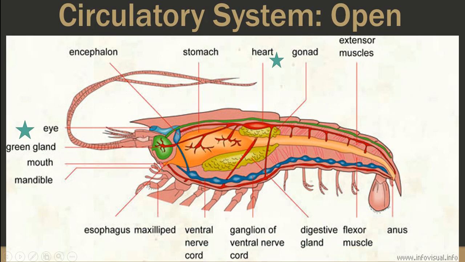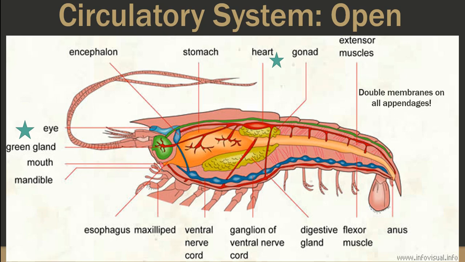And the eye, behind the eye and underneath, there's this thing called a green gland. You'll see right here. All right, so we'll be trying to find the green gland. It's literally green, and it is part of the digestive system. Here's our stomach right here. Okay, so we'll be looking for all those things.